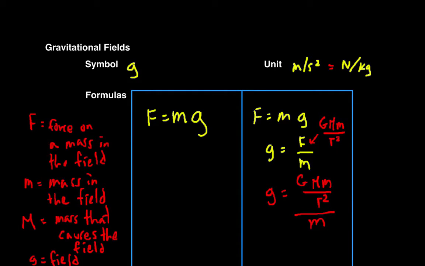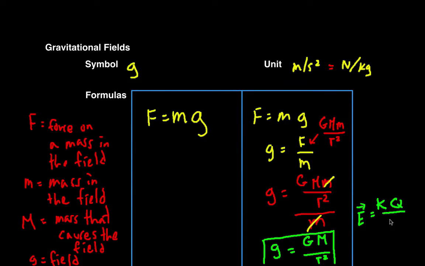And since the mass that's in the field appears in both the numerator and the denominator of this derived formula, it cancels out, and we get the gravitational field at a particular location in space is equal to capital G times the mass that creates the field divided by the distance from that mass squared. So you can see that this one is quite similar to the formula we derived before for electrical fields, where electrical field is equal to K, the charge that produces the field, divided by the distance from that charge squared.